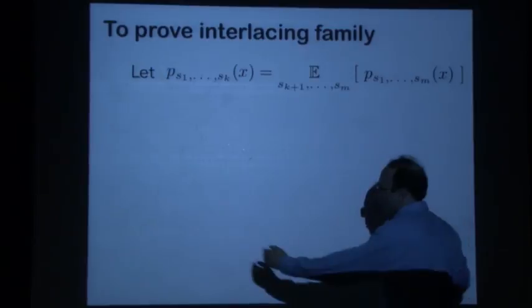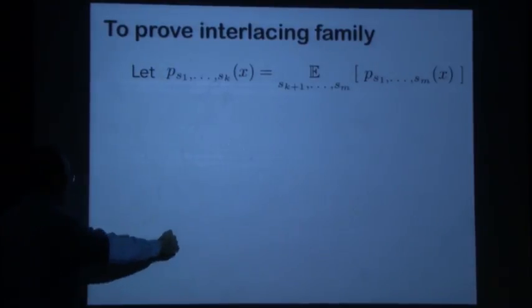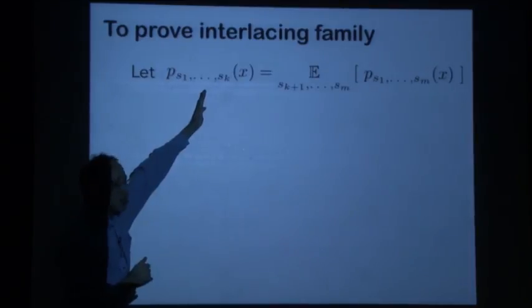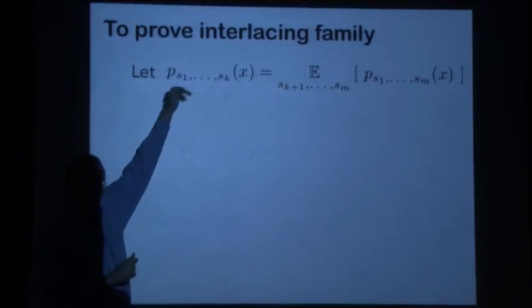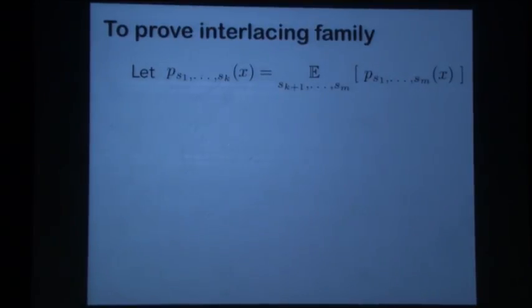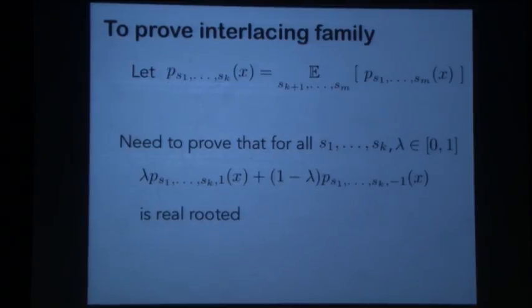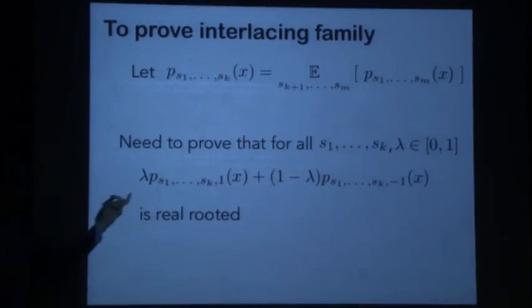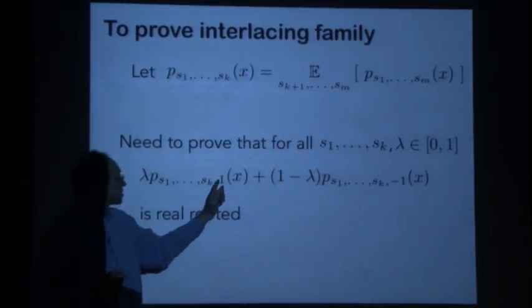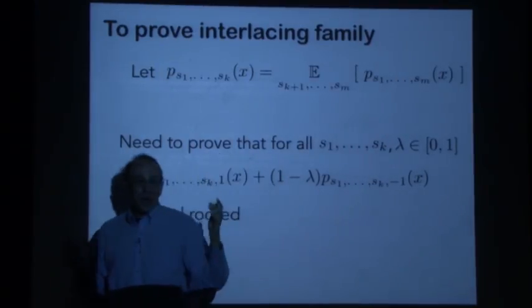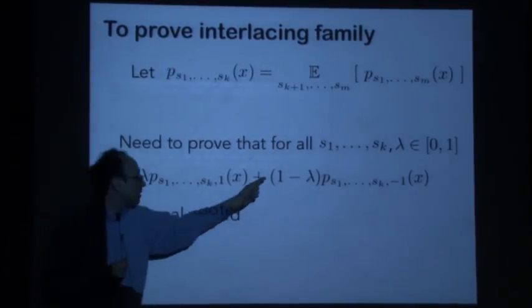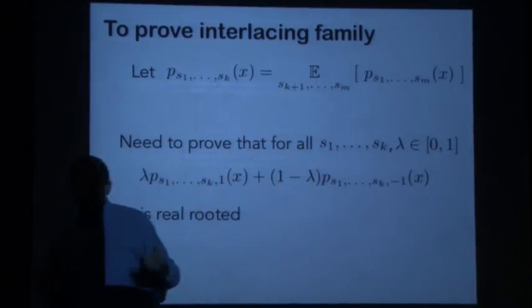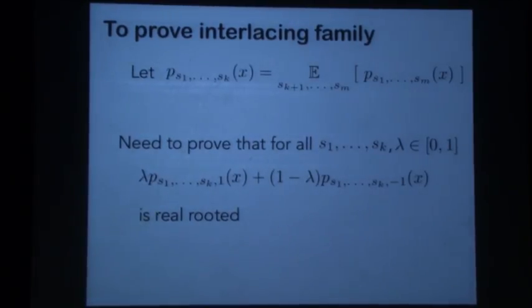I can imagine I put all of my polynomials at the bottom, and the way that I collect them up is I put a subtree corresponding to fixing the signs of the first k edges and letting the remaining ones be random. Those correspond to my intermediate nodes in the tree. To prove that two siblings have a common interlacing: I fix the first k edge signs and change the sign of the next one, but not with probability a half. I make it 1 with probability lambda and minus 1 with probability 1 minus lambda. And I need to prove that that is a real-rooted polynomial.